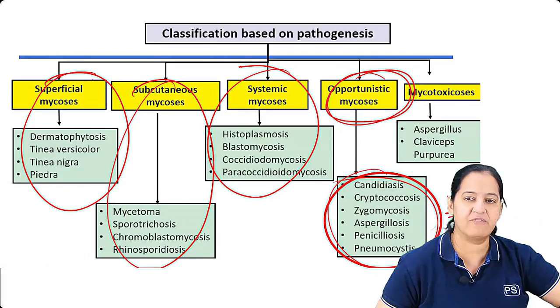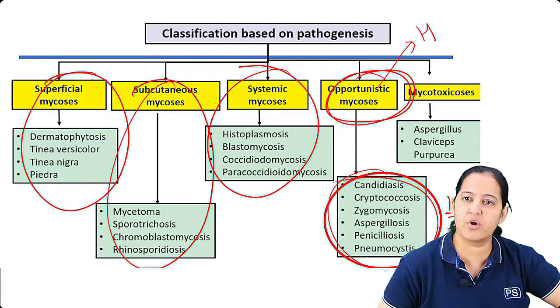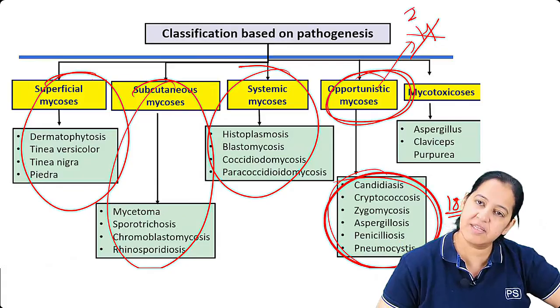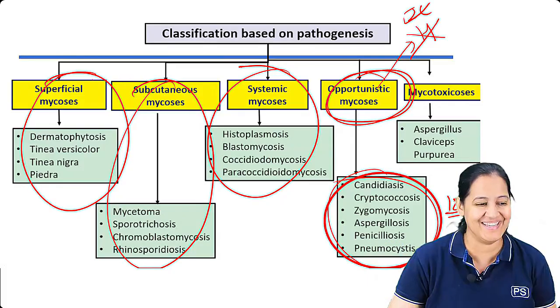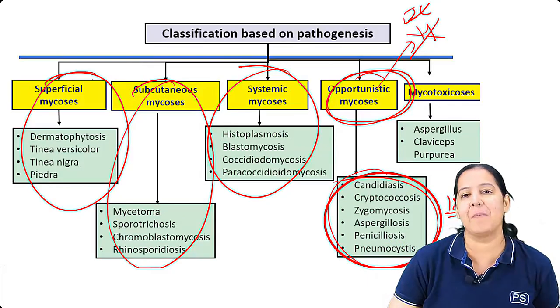What are opportunistic fungus? The opportunistic fungus do not cause disease in a healthy individual. They cause disease in an immunocompromised individual. That's why these are known as opportunistic mycosis. So let's start the opportunistic mycosis.